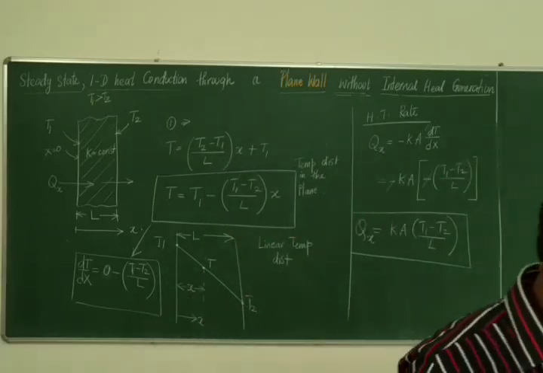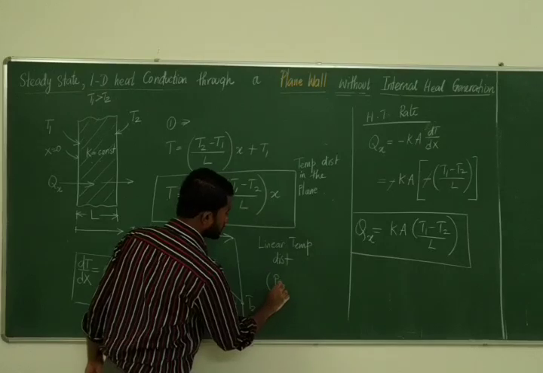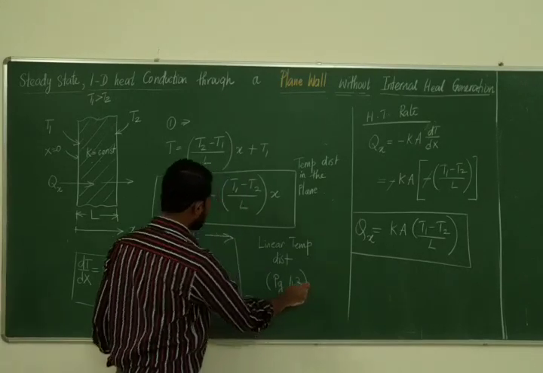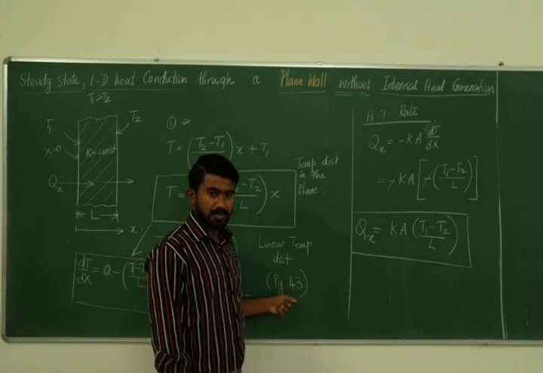This equation, the expression for temperature distribution, can be found on page number 43. All the results relating to a plane wall can be found from page number 43 in your textbook.